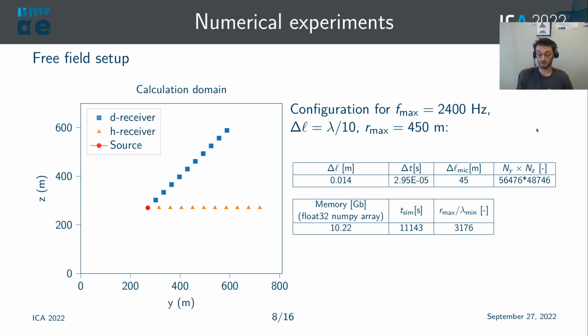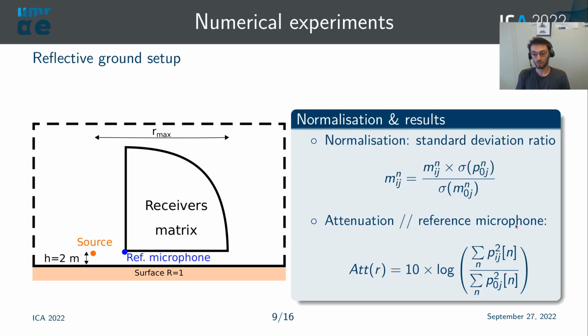This configuration is indeed quite demanding, at about 3000 wavelengths and 50,000 by 50,000 spatial elements. Anyhow, it doesn't take that much computation time, but the memory needed is quite heavy. Then we did a reflection experiment to assess the effect of dispersion on a reflection.